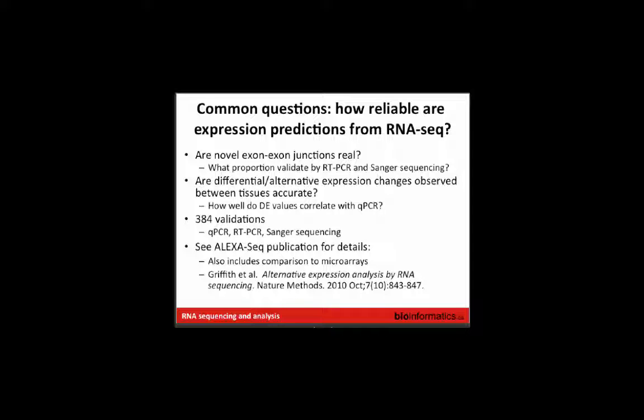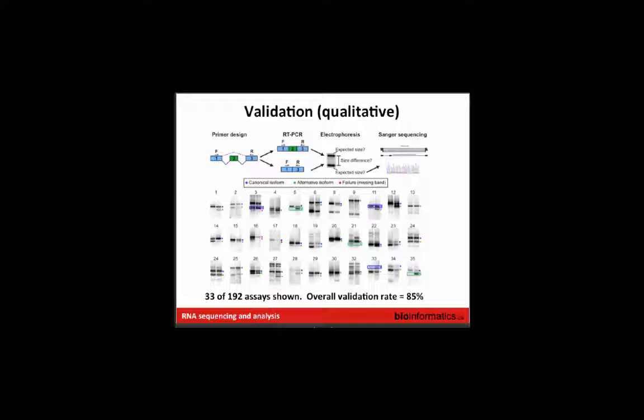I think this is the last common question. So people are less worried about this than they used to be. But when I started doing RNA-seq, a lot of people were very skeptical about it because it was a new technology, and they wanted to have some sense of how accurate it was, whether it was comparable to more accepted gold standard things like RT-PCR or qPCR. And the short answer is that it's very, very accurate if you do the analysis right and the data is of good quality.